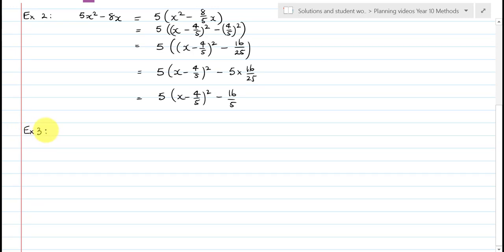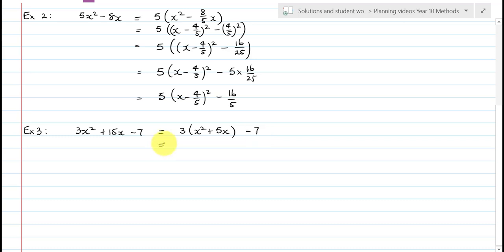Example 3. 3x squared plus 15x minus 7. So we're going to complete the square on this quadratic expression. So we follow the same process again, except this time the minus 7 is just an additional constant term, and we just ignore it to start with. So I'm going to start by removing that 3. x squared plus 5x is what it is when it's factorised, and I'll leave out the minus 7.